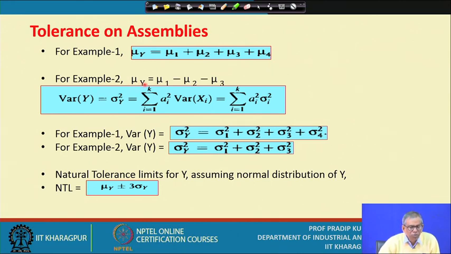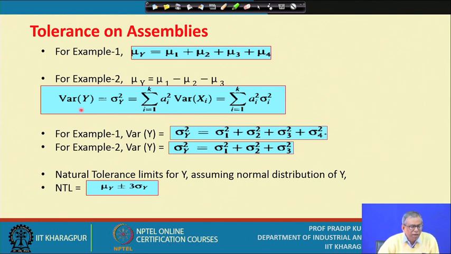For example 2, obviously it is μy = μ1 − μ2 − μ3. That means for the first component the weightage is 1, for the second component the weightage is −1, and for the third component the weightage is −1 again.